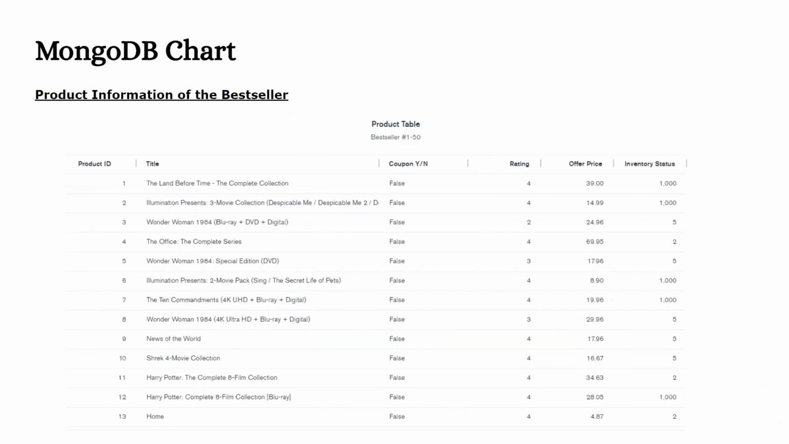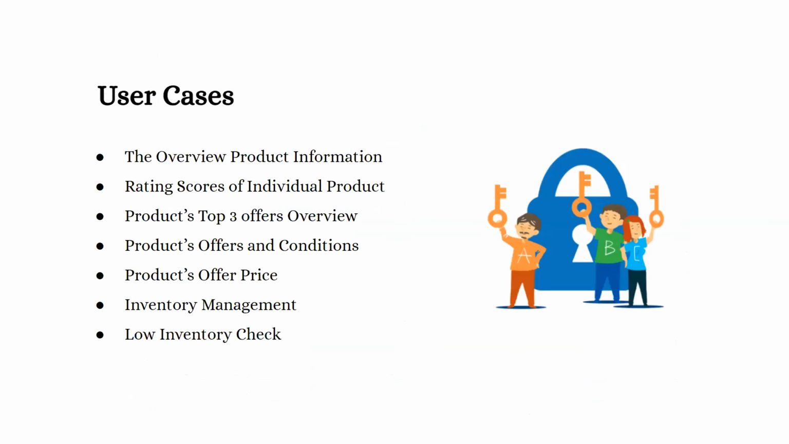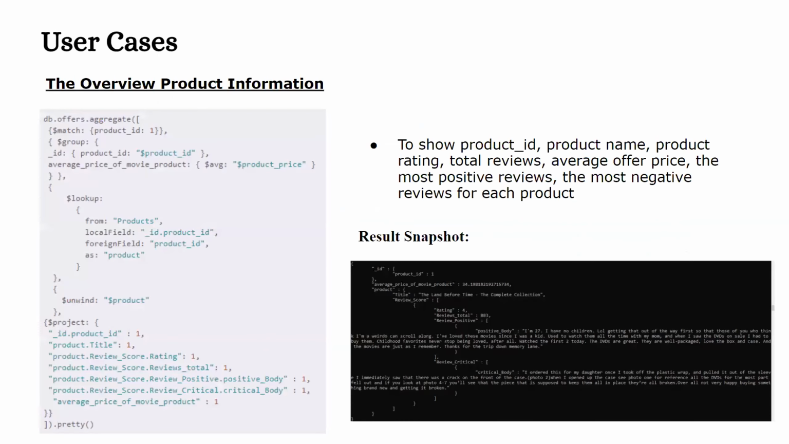From this table, we can get the product information for all top 50 bestsellers from product review and inventory data. Next, please. Let's talk about the use cases. We have 7 use cases for product information, offers, and inventory management. Next, please. First, we have the overview of product information.